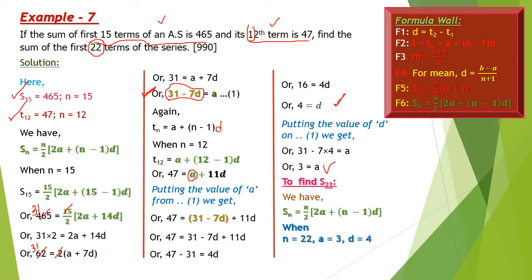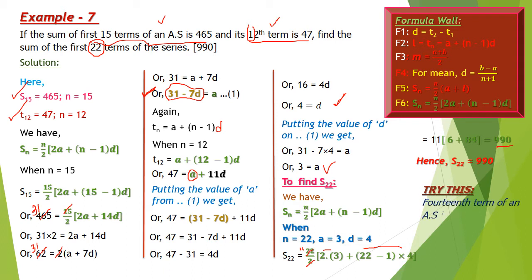When n is equal to 22, a is equal to 3, d is equal to 4, S22 is equal to 22 by 2 bracket 2 into a, value of a is 3, plus n minus 1, that is 22 minus 1, and value of d is 4, which is equal to 11. 2 ones are 2, 2 11s are 22, so 3 2s are 6, you can see here, and 21 into 4, that is 84, and the answer is 990. Hence the sum of first 22 terms is 990. Now there is one question for you to practice.